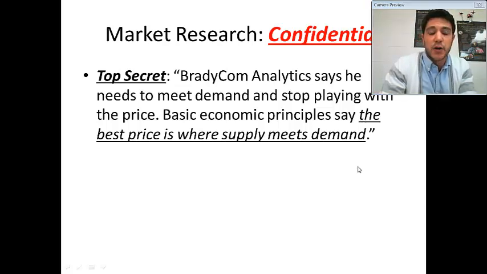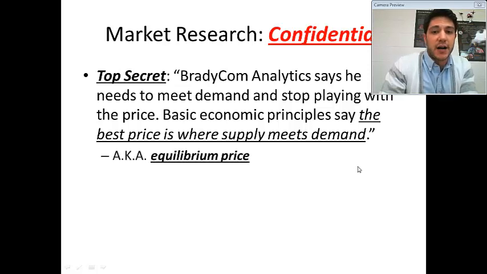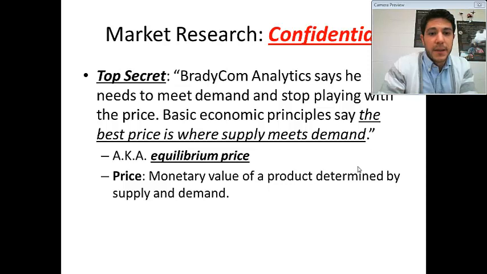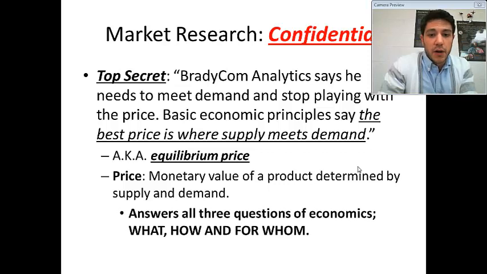All right, so back at our graph, that's at $1,300. This is also called the equilibrium price. All right? Now, price in general is monetary value of a product determined by supply and demand. All right? So this answers all three questions of economics. What are we producing? How are we producing it, and for whom are we producing it?